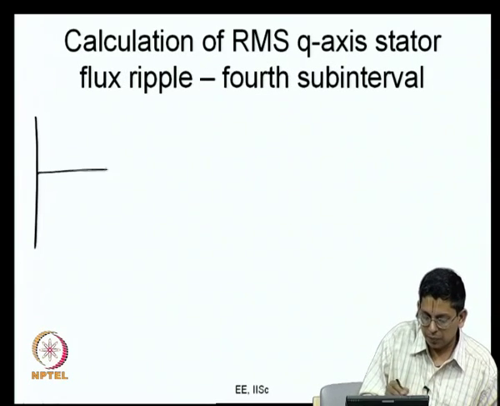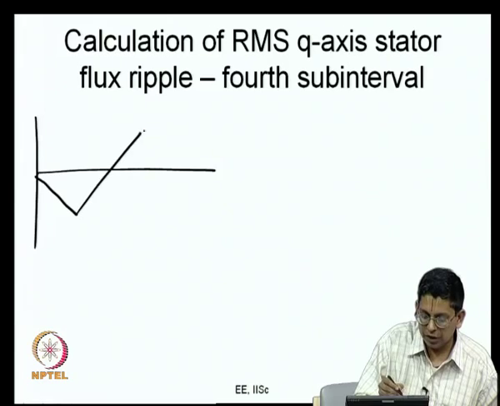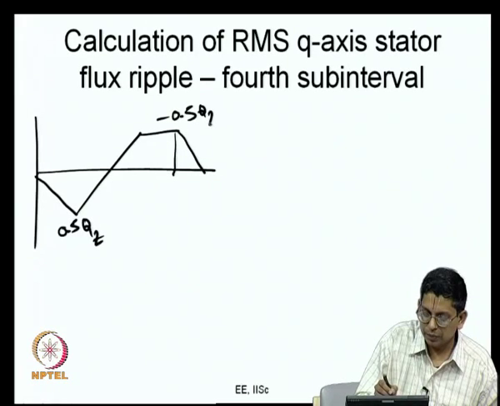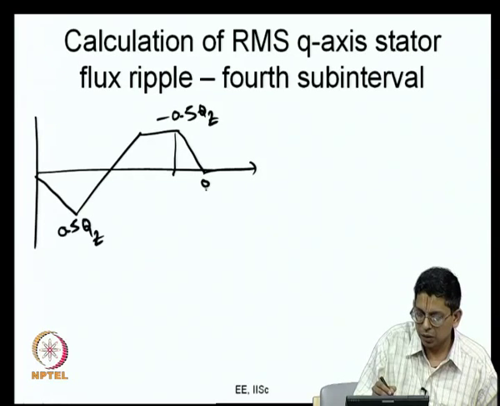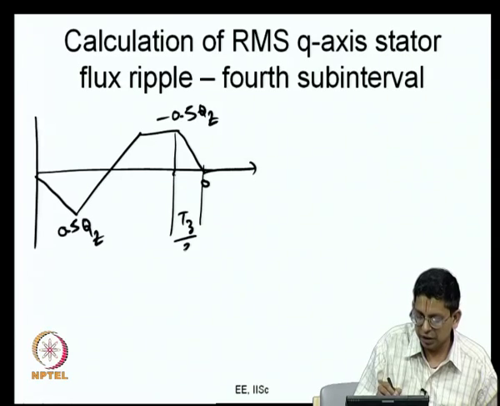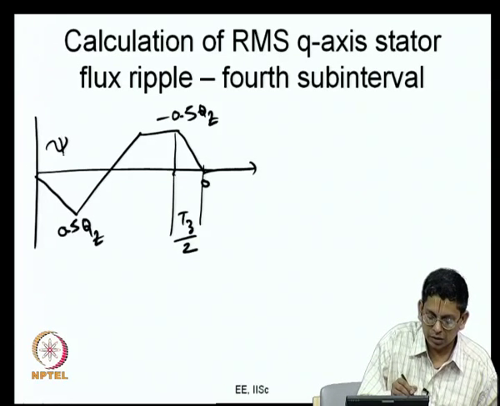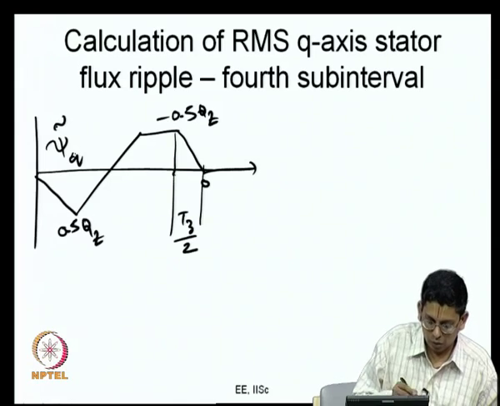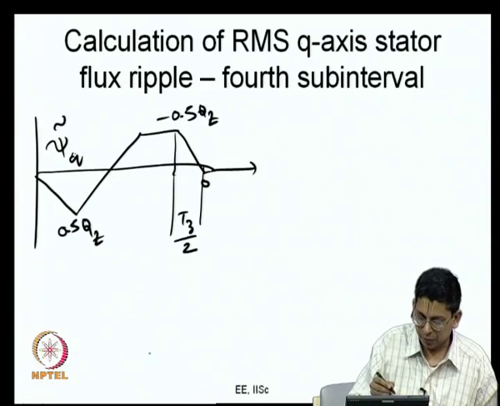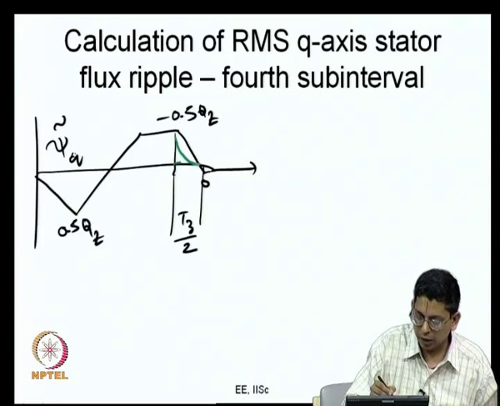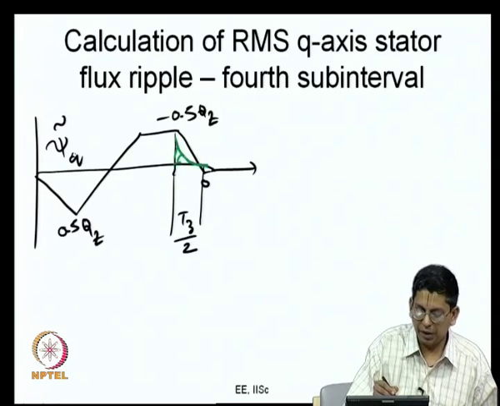The last subinterval is very similar to the first subinterval. So, this is 0.5 qz, and in the last subinterval it is minus 0.5 qz, from here it is 0, and this value is 0. So, this duration is again Tz by 2, and this is psi q tilde I am talking about. I am now going to integrate psi q tilde. So, if I integrate here, I am going to get a parabola like this. I am going to evaluate the area under this parabola.